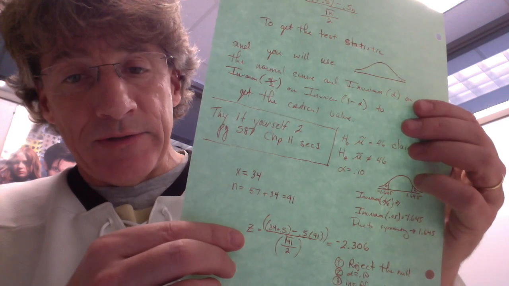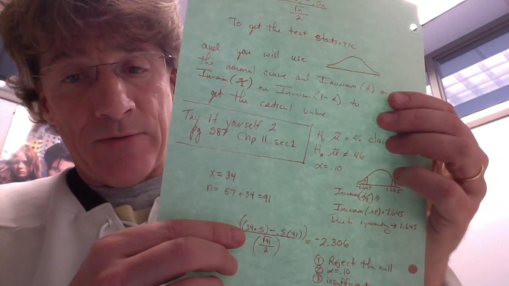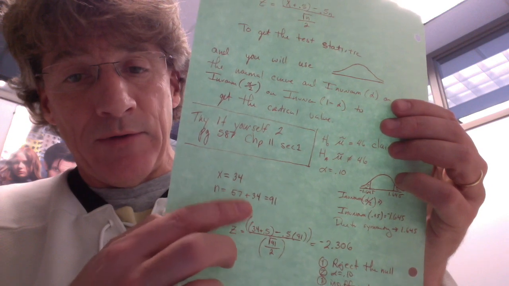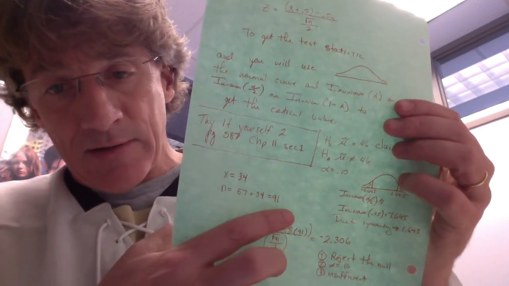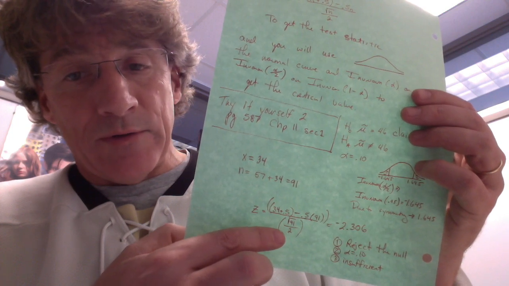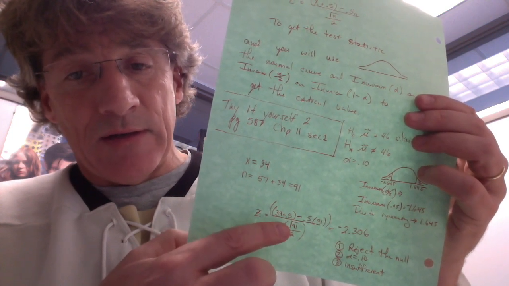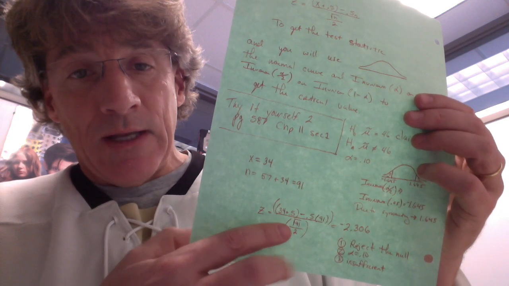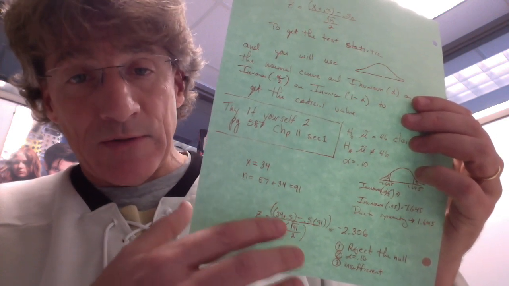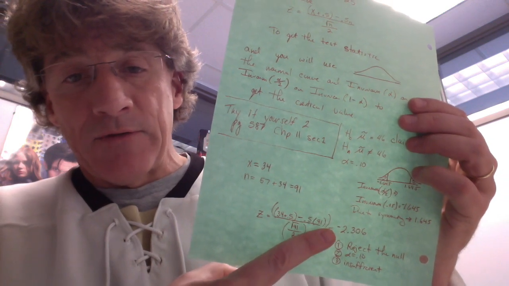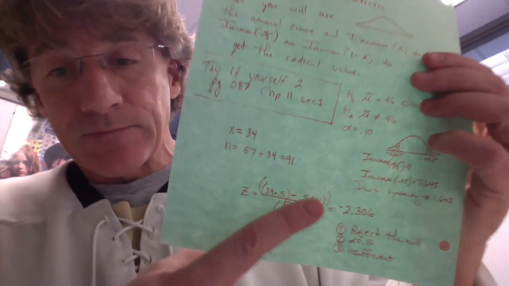And then you go to your z-score formula. I did 34 plus 0.5 minus 0.5 times 91. I did put the numerator in its own set of parentheses. And then the denominator is the square root of 91 over 2, again in its own set of parentheses. And you'll notice it's the square root of 91, and the 2 is separate. It's outside the square root. You should end up with negative 2.306.